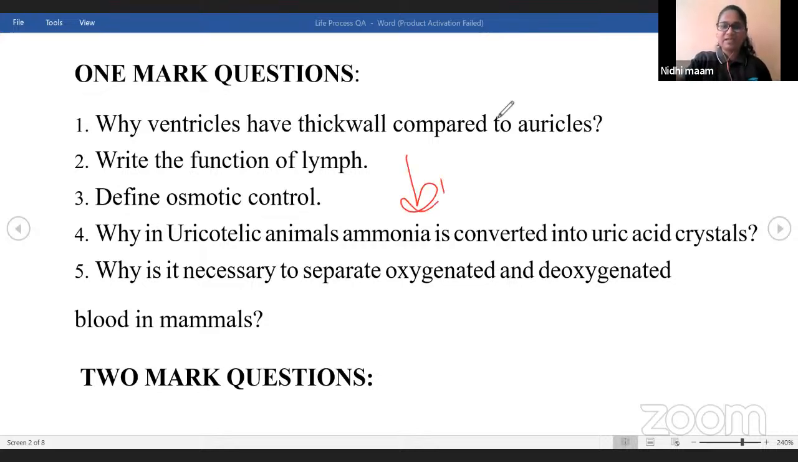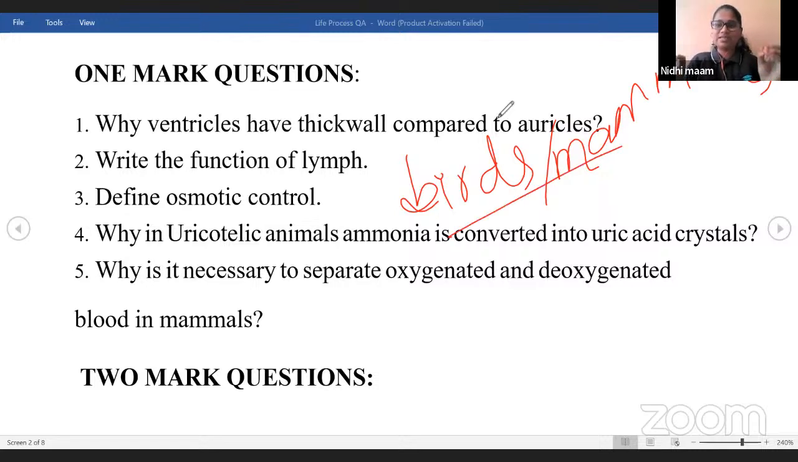Usually birds and mammals. So birds and mammals are what? These are uricotelic animals. When we consider birds and mammals, they live on land, that is, animals living in dry areas.